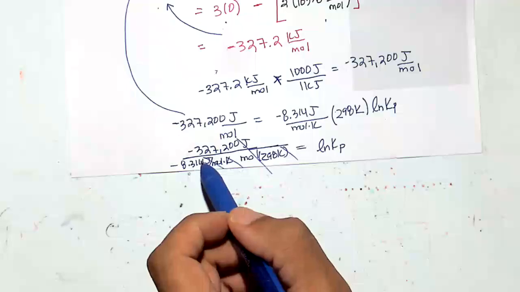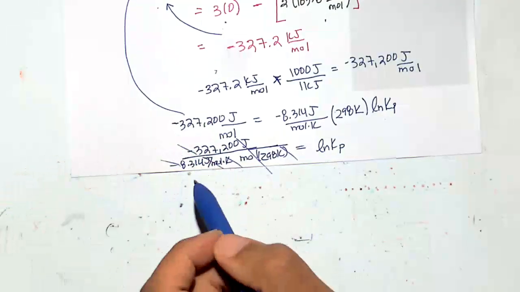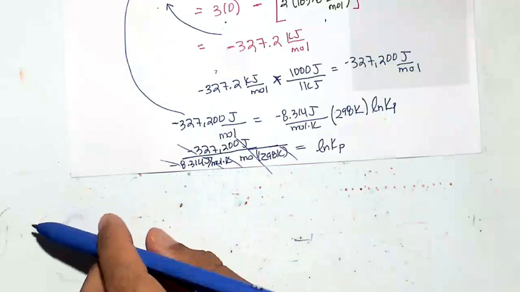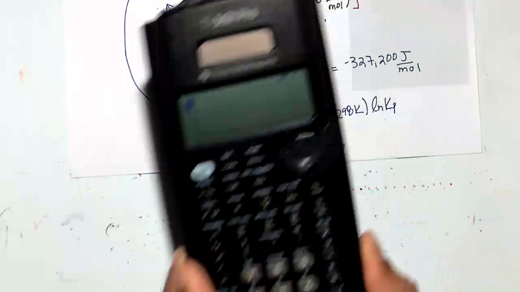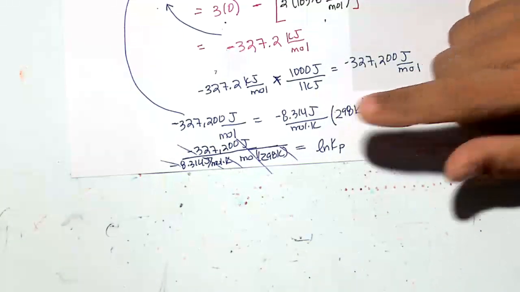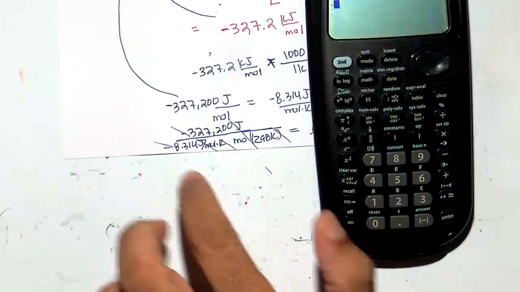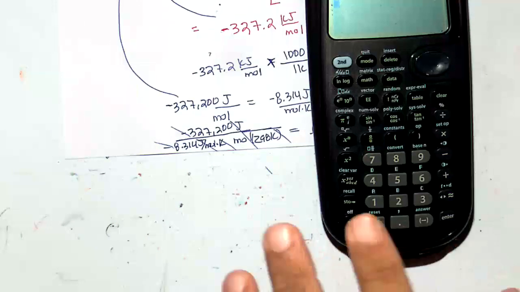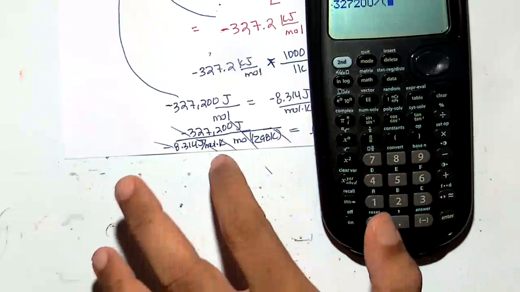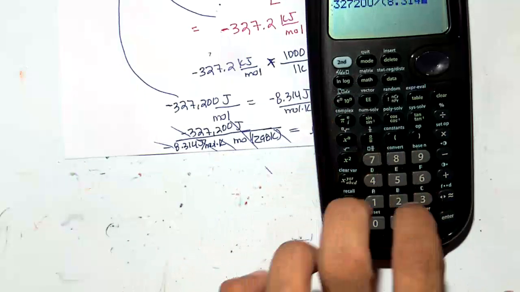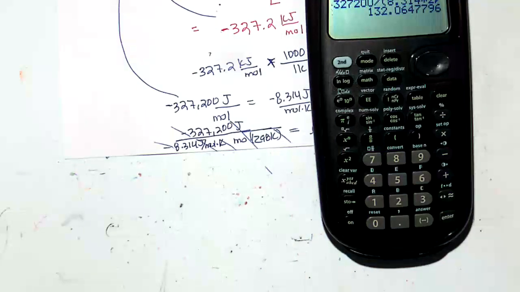I may need your calculator. So minus 327,200 divided by, so the minus cancels, divided by 8.314 times 298. Thank you. Awesome. Do you guys know how to do this on your calculator? That's why I took Allison's calculator. Just make sure you know how to do it. That's all I'm asking. Okay, the minus cancels. So it's going to be 327,200 divided by 8.314 times 298. Close those parentheses.